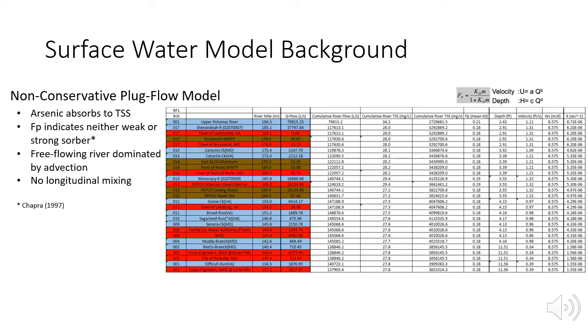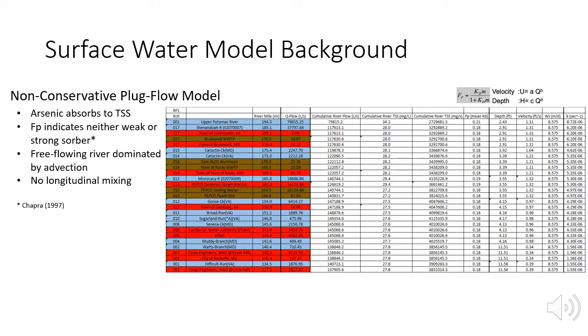In regards to the plug flow aspect of the model, I decided to go with that because we're dealing with a free-flowing river dominated by advection, and there's no longitudinal mixing. I'm not going to narrate my calculations as I did for the air model for the sake of time, but I do have some equations pasted here, and I'll go over some of the assumptions in case you're looking at my data and finding that it looks different than yours.